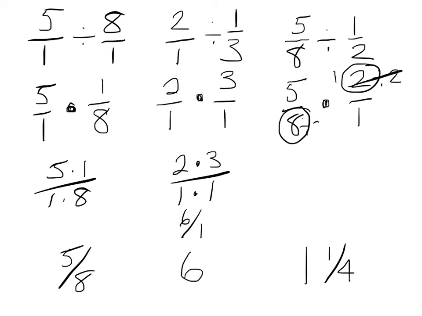We're going to divide by 2 and be left with 4. So now we're looking at 5 times 1 over 4 times 1, which is 5/4. 5/4 then simplifies to 1 1/4. And that's how we got the answer of 1 1/4.